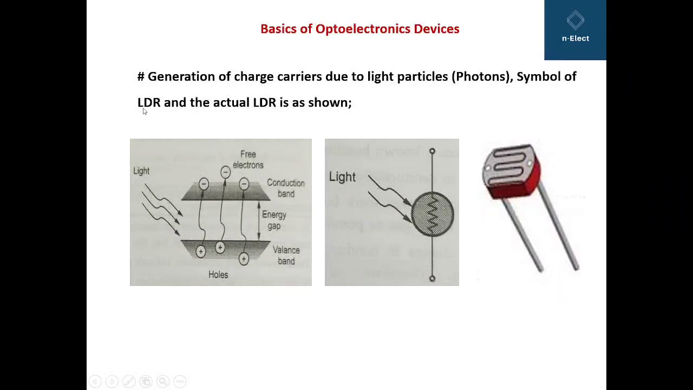Symbol of LDR and the actual LDR is as shown. Here you can see clearly the electrons are moving from the valence band to the conduction band when the light falls on the semiconductor, because of which the electron hole pairs are generated and the conductivity increases, leading to decrease of resistance. This is the symbol of LDR, while actual LDR looks like this.